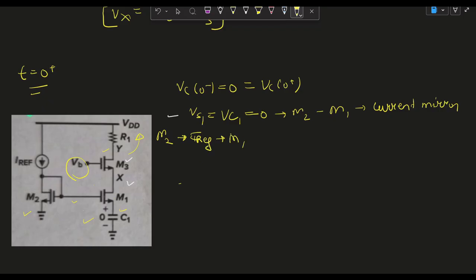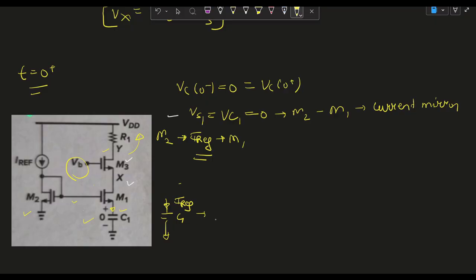Okay, as for this instant, this circuit will behave like a current mirror. So this M1 will pass IREF, and there is one more thing. If this is a constant step current IREF, then at t equals 0 plus, the IREF current flowing in M1 will also flow in this capacitor, C1. So there is a constant current charging a capacitor.